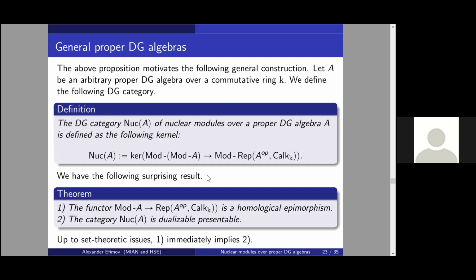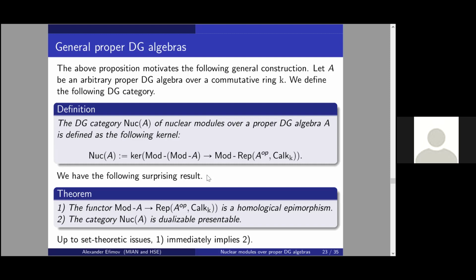Sorry, could I just ask a question about the abstract statement? Here you're considering A-modules in K-modules and A-modules in the Calkin category, as I understand. And the functor from all modules to the Calkin category is a homological epimorphism. But I would imagine it's not true in general that if you have a homological epimorphism and you take A-modules, it remains a homological epimorphism. Yeah, it's not true at all. I see, so it's something special. That's why I wasn't believing this statement.